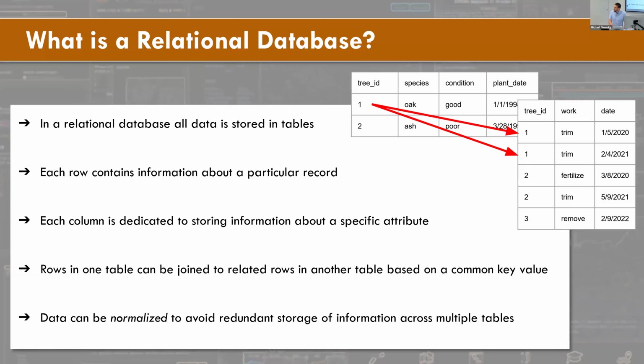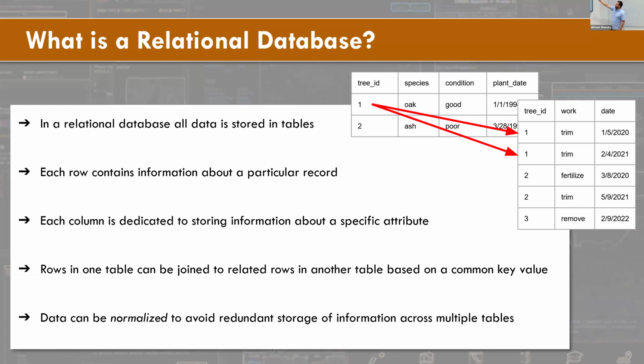And when we're working with data in relational databases, if we organize it properly, we can normalize it to avoid redundant storage of information across multiple tables. So when you're just starting out working with relational databases, it might seem like a natural tendency to want to fill in all of the information we know about these maintenance operations, for instance, right? Technically, we could have another column here that tells us the species of the tree, the condition that the tree is in, the date it was planted, right? But we're going to have a lot of redundant information in that table if we do that.